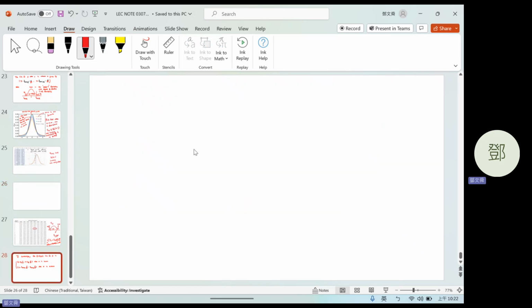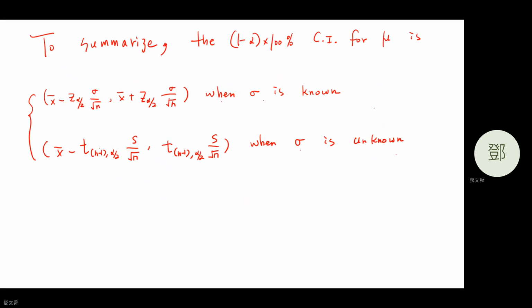So, this is what we do when the value of sigma is unknown. If you wanted to construct the confidence interval for mu, but the value of sigma is unknown, then you can use this formula, okay? And use the fake value of sigma, 8 here, and go to the table of t distribution, all right?